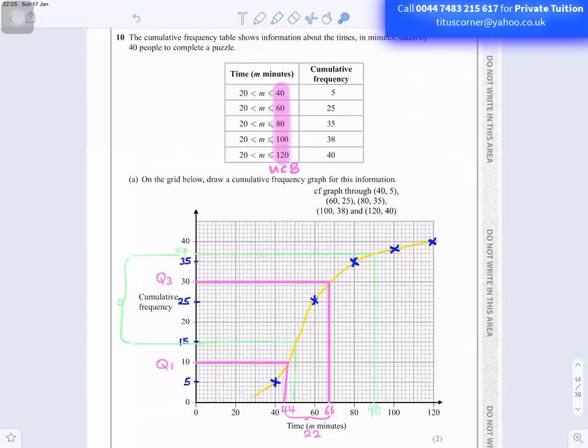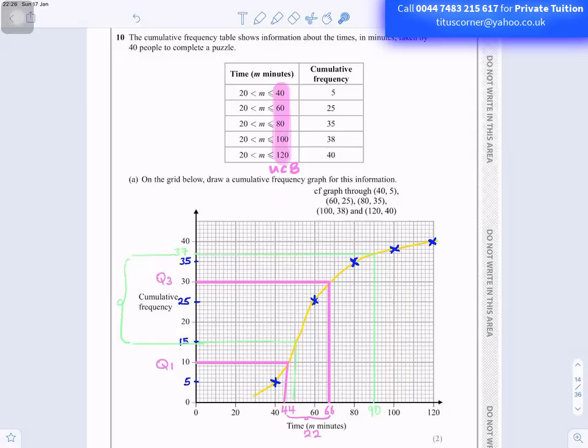Question number 10. The cumulative frequency table shows information about the times in minutes taken by 40 people to complete a puzzle. On the grid below, draw a cumulative frequency graph for this information. We've got a cumulative frequency already, so we are using the upper class boundary. I've highlighted it all in pink.